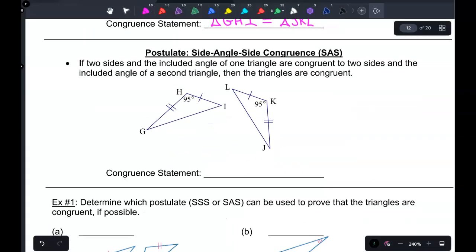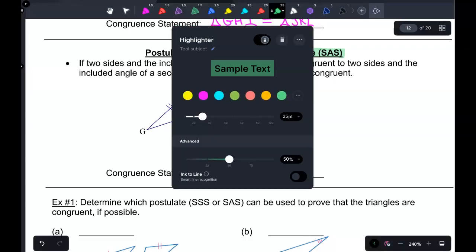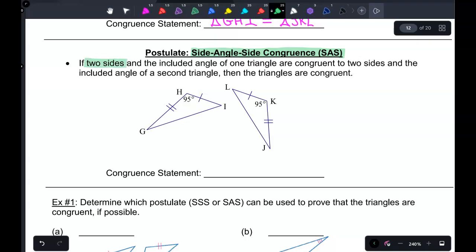Okay, we have another postulate. This one is side angle side. We'll abbreviate it with SAS, okay? This one, well, how many sides do we need? 2. So, side angle side. This is important, the order. So if we have 2 sides and the included angle of one triangle that are congruent to 2 sides and the included angle of a second triangle, then the triangles are congruent.